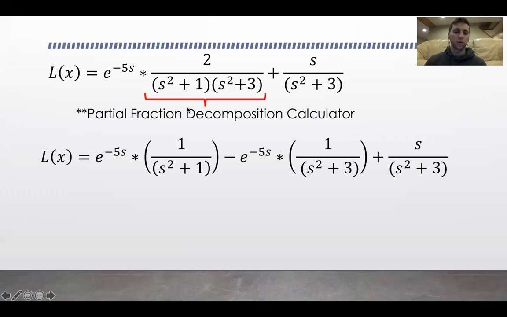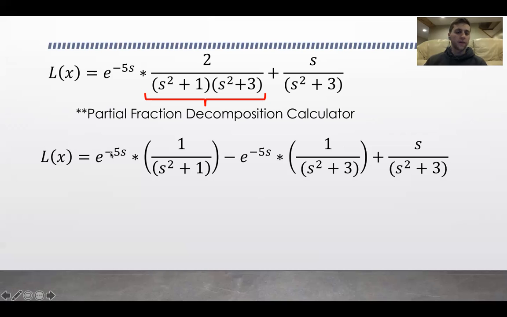And that comes out to being these two terms here, 1 over s squared plus 1, and then minus 1 over s squared plus 3. And then I just distributed the e to the negative 5s term into both of those things just to make sure I remembered that it was being multiplied by both of these functions. And then this term here, s over s squared plus 3, just comes along for the ride. That is in a good format to be translated back to the original language already. And so this next step gets a little bit interesting, but it's not too bad.